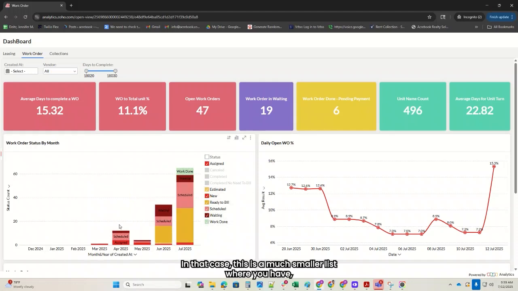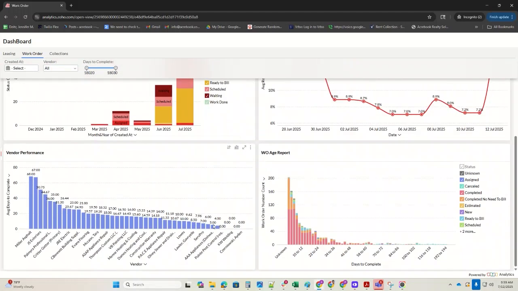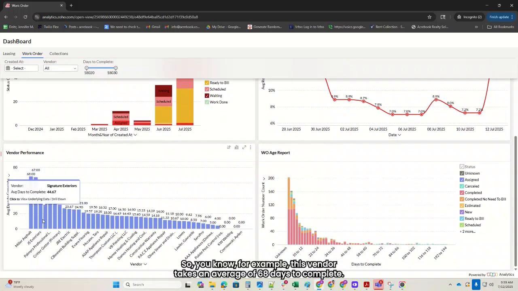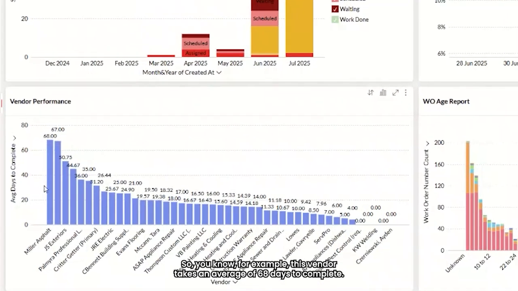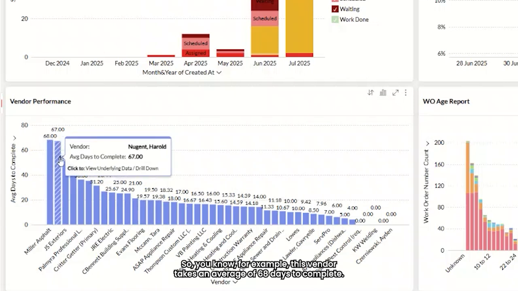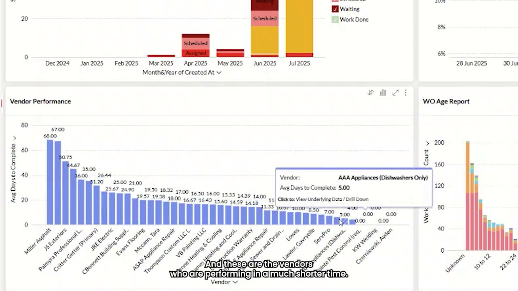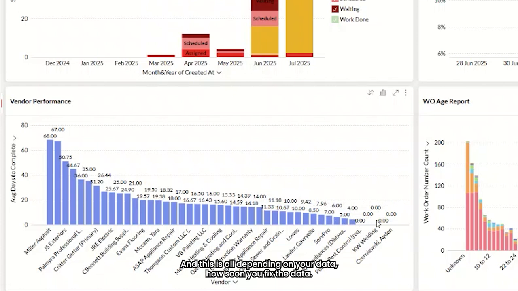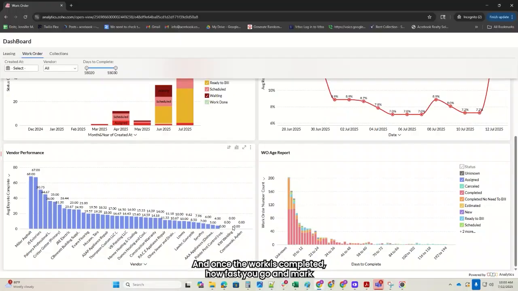In that case, this is a much smaller list where you can see based on the performance how this is going. So this is very helpful for you to manage it rather than going over these reports and giving you the full data. We have several other vendor performance views too. For example, this vendor takes an average of 68 days to complete, and these are the vendors who are performing in a much shorter time. This is all depending on your data, how soon you fix the data, and once the work is completed, how fast you go and mark the data as completed. It all depends on that.